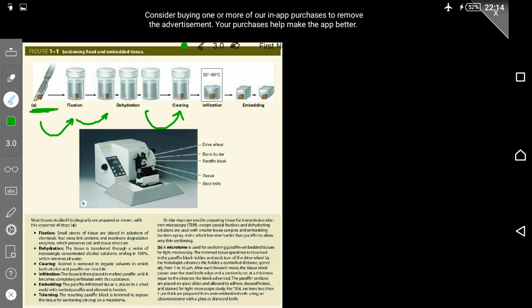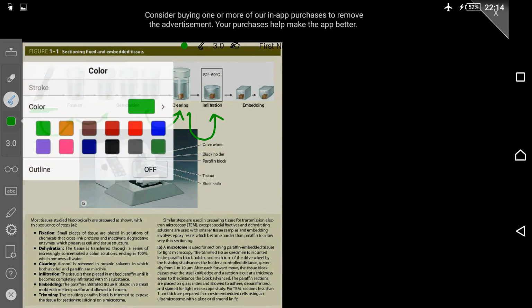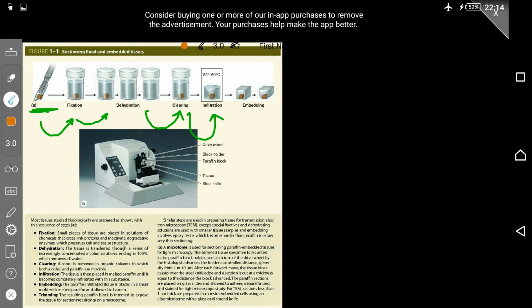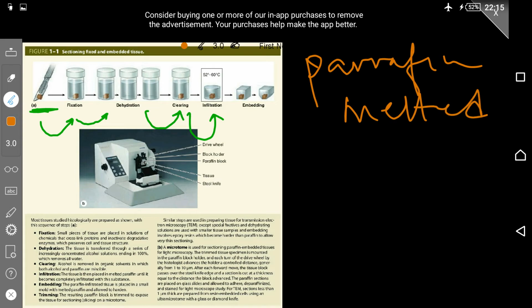Next, the clear tissue will be put in another jar, let's say, or another dish or another box or holder, whatever you would like to call it, and this process is called infiltration. In the infiltration process, the tissue is put in some holder, and this holder is usually going to contain some paraffin, and this paraffin is usually going to be melted type, meaning liquid type.